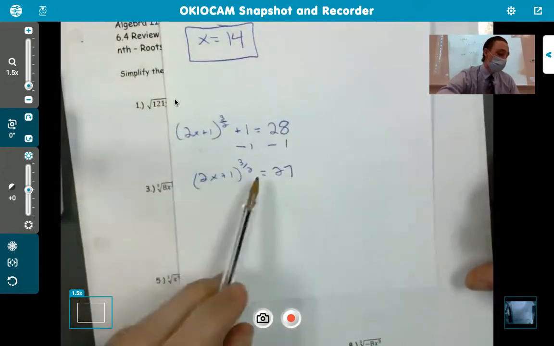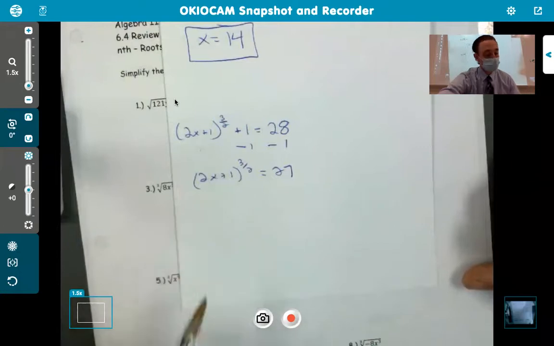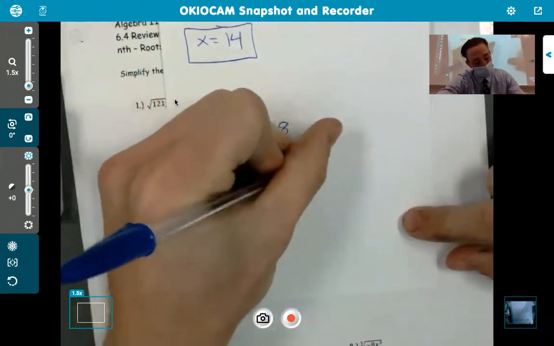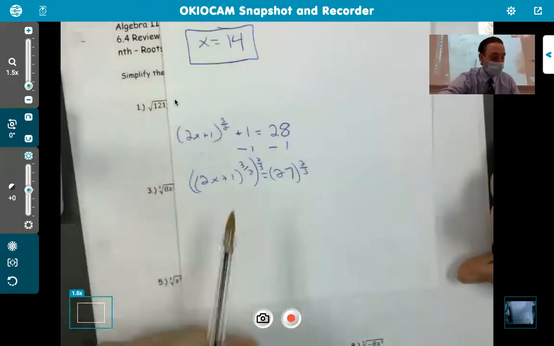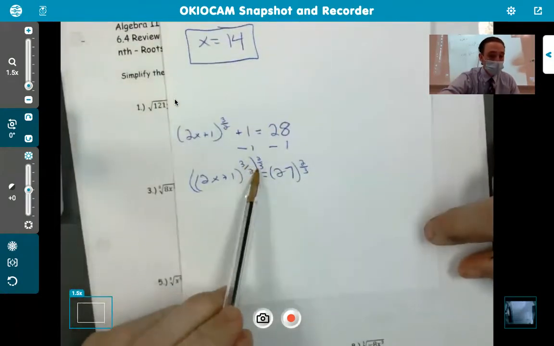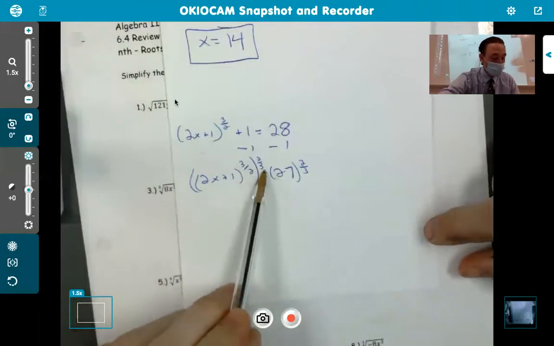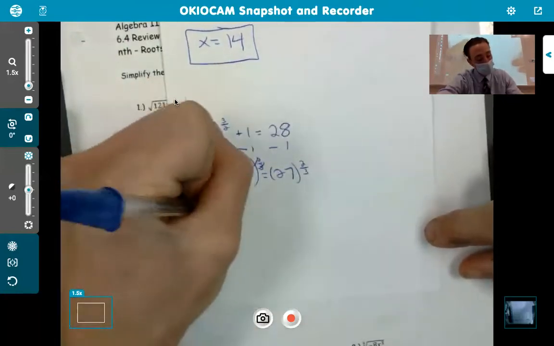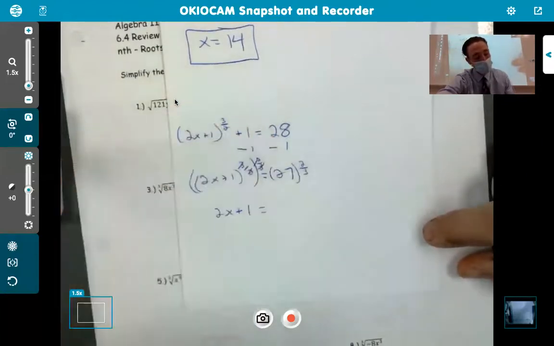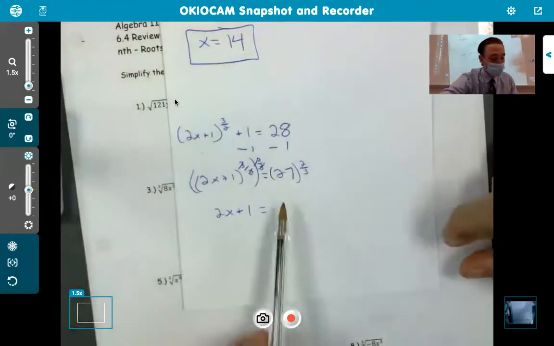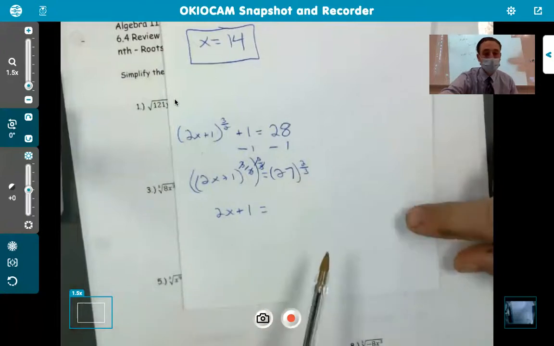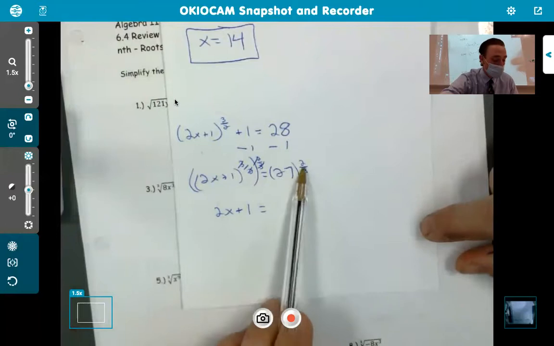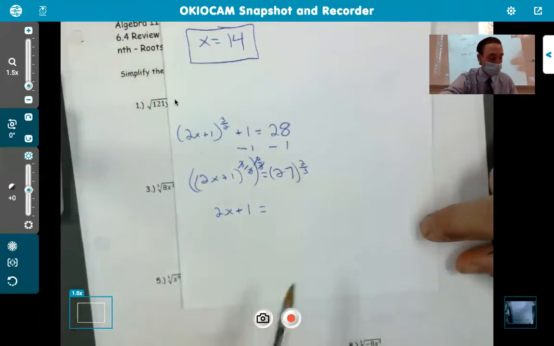What power do I have to raise both sides to? 2/3, right? The reciprocal of that fraction. The reason I do that is because when I raise an exponent to another exponent, I multiply them and these cancel out. So I'm left with 2x plus 1 on the left-hand side. On the right-hand side, I have 27 to the 2/3 power. Well, that means that I'm taking the cubed root and then squaring 27.